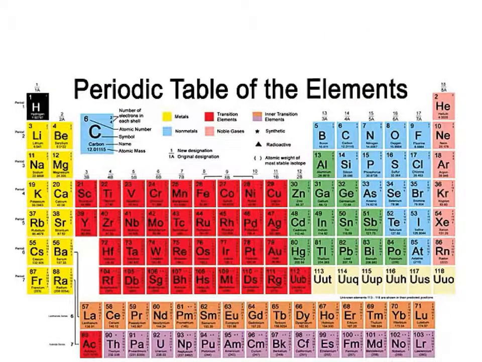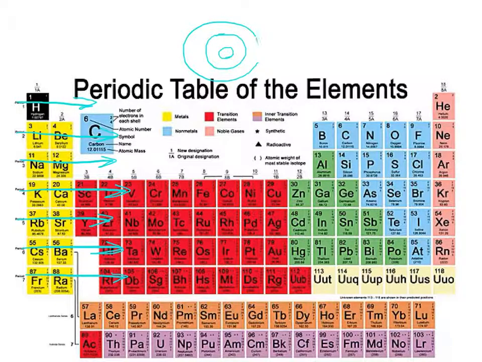We also learned that each period on the table tells you how many shells or energy levels that particular element has. The periods are the rows across the periodic table. So, for instance, hydrogen and helium in period 1 just have one shell. Period 2 elements have 2 shells. Period 3 elements have 3 shells, and so on.